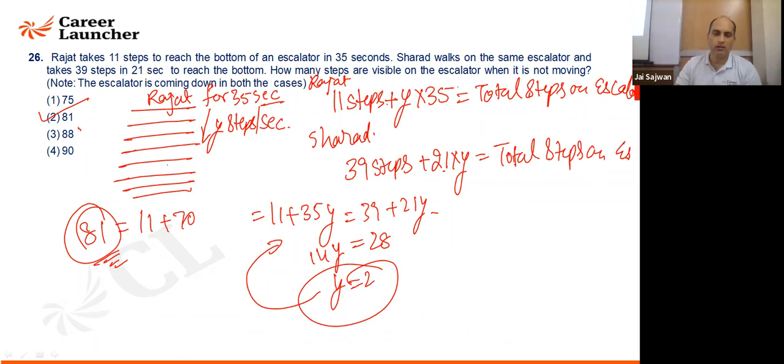Is it clear? Second thing is, the escalator is continuously coming down. When you get on the escalator, it works for you till the time you are on it. When it was given that Rajat takes 11 steps to reach the bottom in 35 seconds, I'll say for 35 seconds the escalator was working for us at the speed of x steps per second, and you were taking 11 steps. These are the total steps that we had.